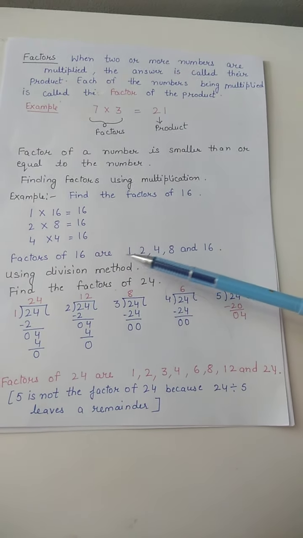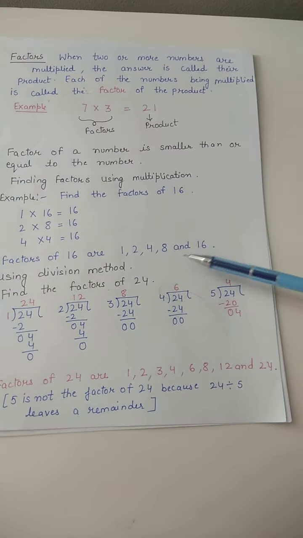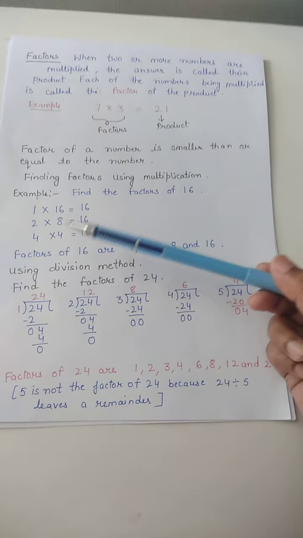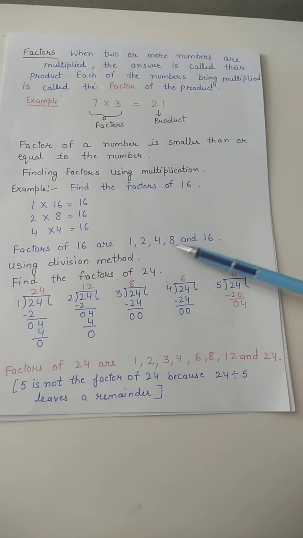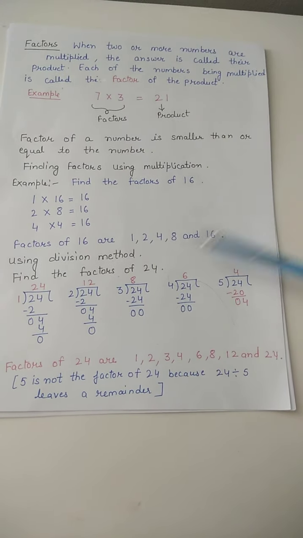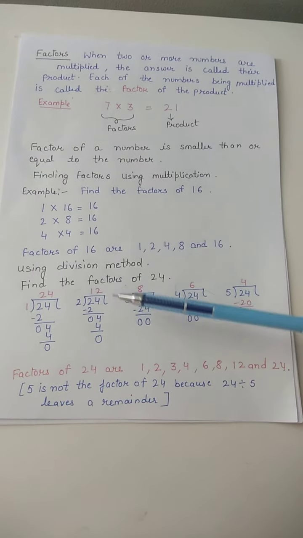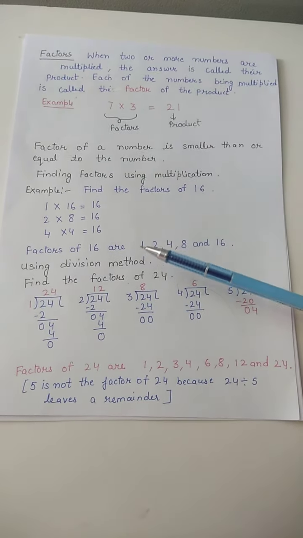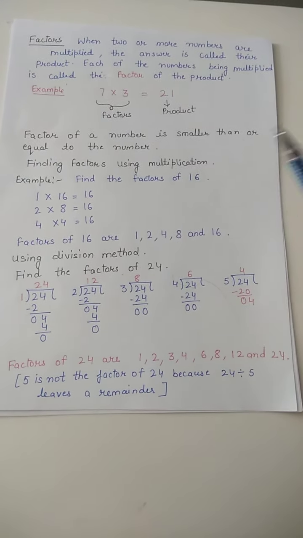So how are we writing it here? Factors of 16 are, starting from the smaller number, 1, 2, 4, 8 and 16, right? Here 4 is coming 2 times, but 4 is 4 only. We do not need to write the 4 two times. So 1, 2, 4, 8 and 16 are the factors of 16. Now here I am explaining the division method. Find the factors of 24 with the help of division. Division you know. When you use the multiplication method or the division method, the factors will come the same.